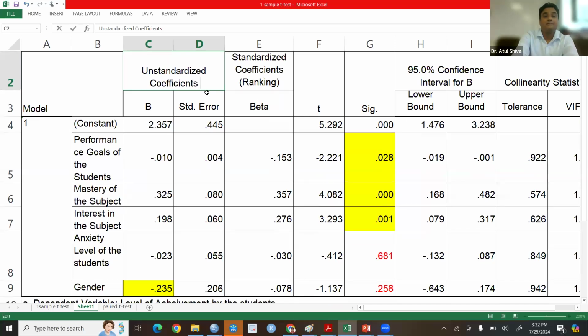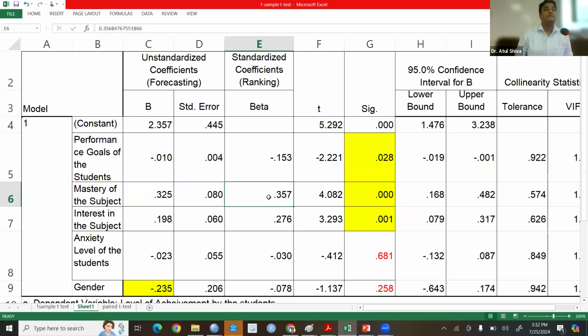And what is the purpose of unstandardized beta? We make the line of best fit. The line of best fit is prepared with unstandardized beta. This is used for forecasting. What is the line of best fit made from? From unstandardized beta. And ranking is done with standardized beta. So now you see mastery has a beta of 357. You must have used 325. It is not. You have to see 357. This is rank 1. 276, rank 2. 153, rank 3. And anxiety level, rank 4.